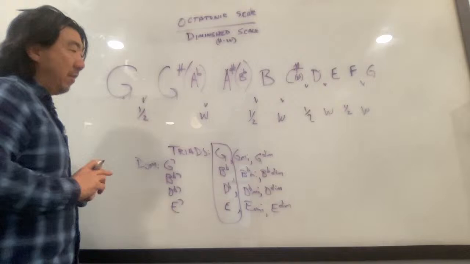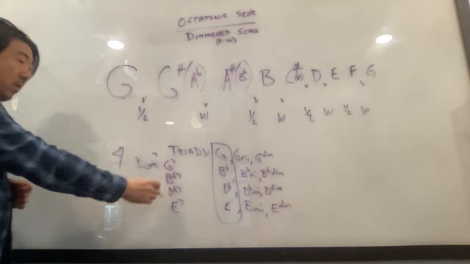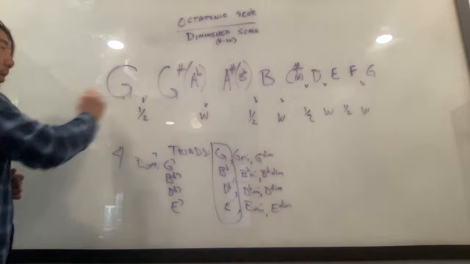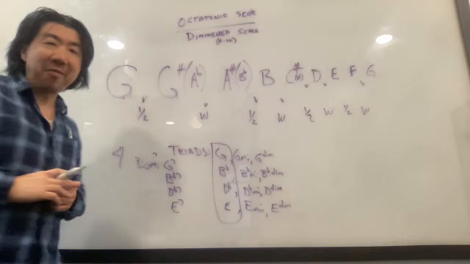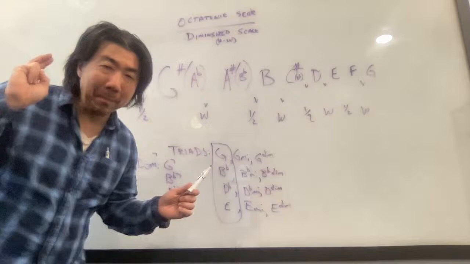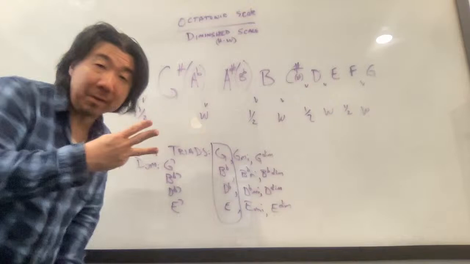So now, guess what? We have four dominant seventh chords extracted from this one scale. And this scale, this G, I'm calling a G half whole diminished, can also be called B flat half whole diminished. It can also be called D flat half whole diminished, and it can also be called E half whole diminished. Those are all, quote, modes of each other. By starting on the same degree that they repeat, there are only three possible half whole diminished scales.